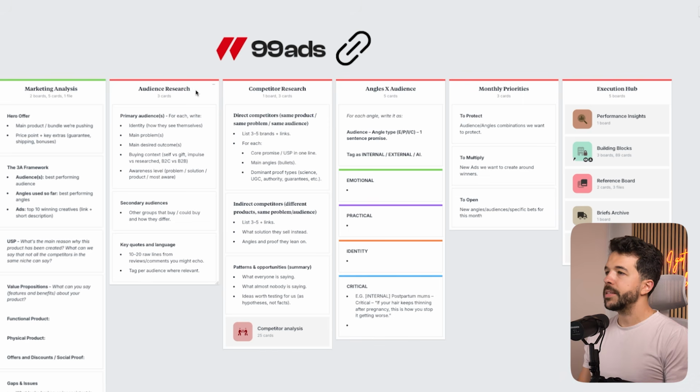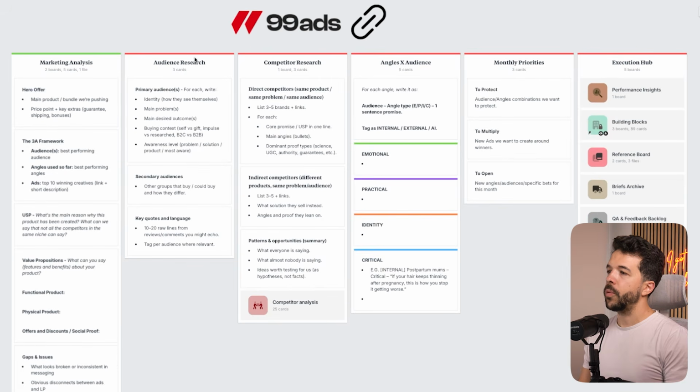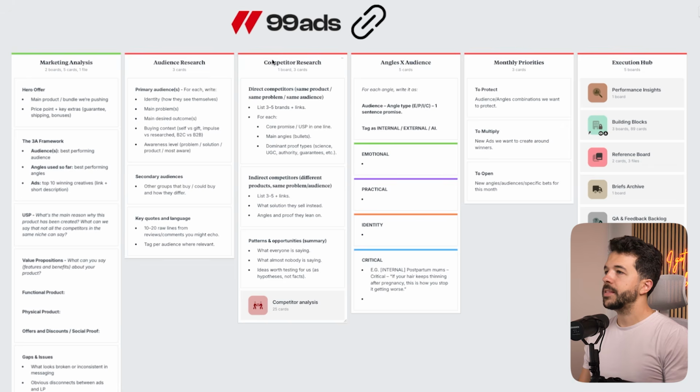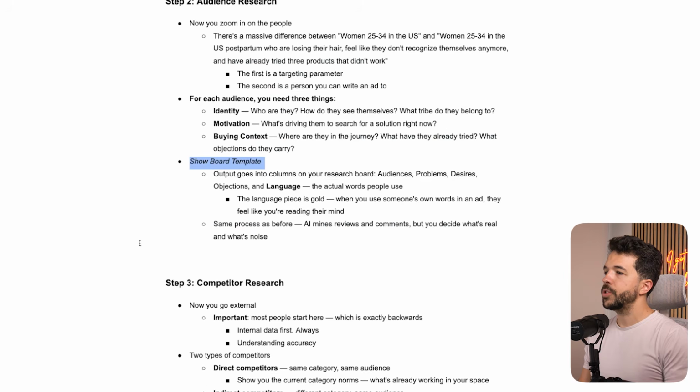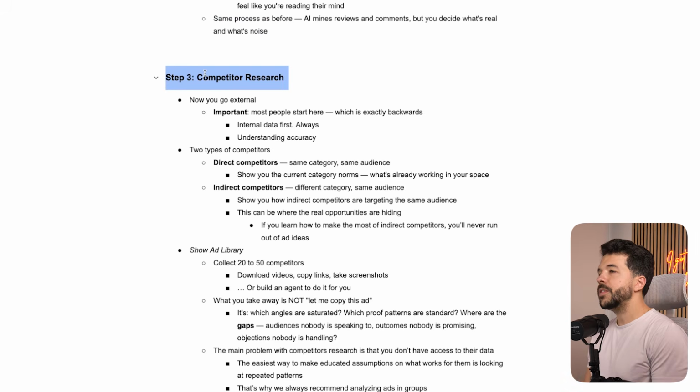The second step again is the audience research, and this is where we add all of the details that I mentioned before. Now, the next level is the competitor research, which is step number 3. Step number 3 is where usually everybody starts, but it's very important for me to share that competitor research is what you do at the last step of the research.